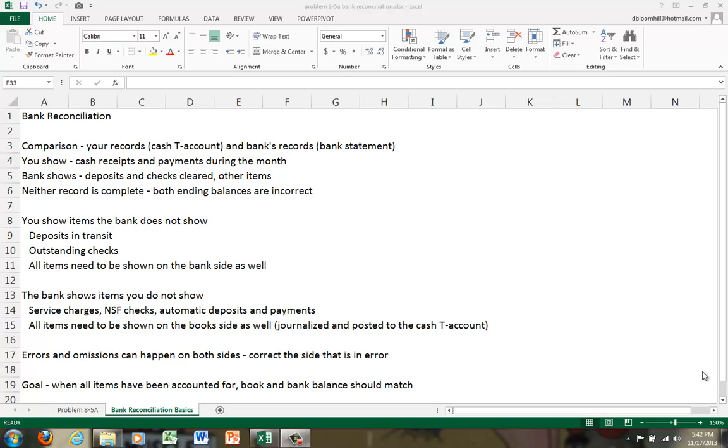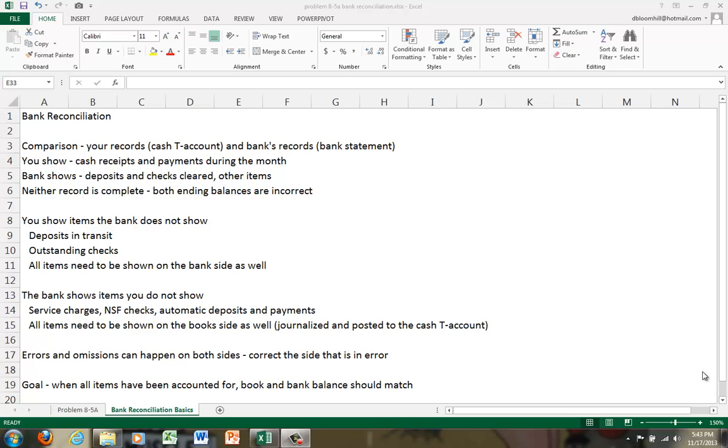Now, on the other side, the bank is going to show items that you don't show. So they're going to show service charges. They're going to show NSF checks. NSF checks are checks that you have deposited that you've received from other people, and those checks are no good. NSF stands for non-sufficient funds. So what happens is you show a deposit, but the bank shows a deposit and then takes the money back out. So you have to subtract that on your side as well.